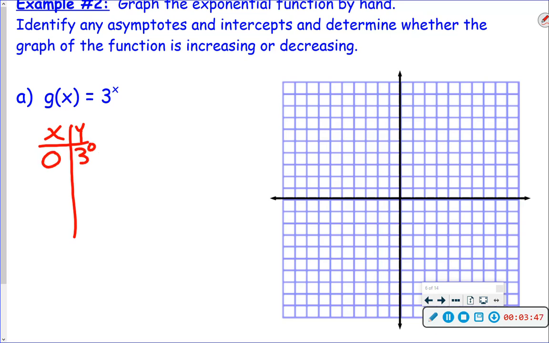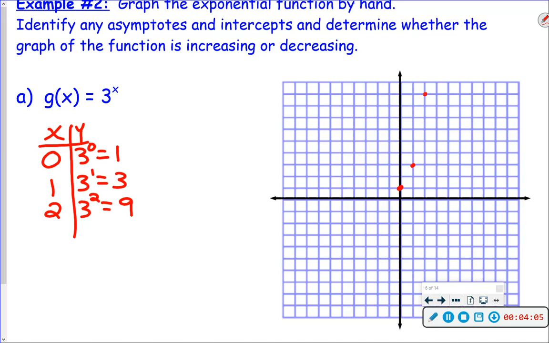3 to the 0 power. Anything to the 0 power is 1. Let's plot that. And I'm going to do 1, 3 to the 1st, 3, so 1, 3. Let's do 2. I can fit that on there, I think. 3 squared, 9.